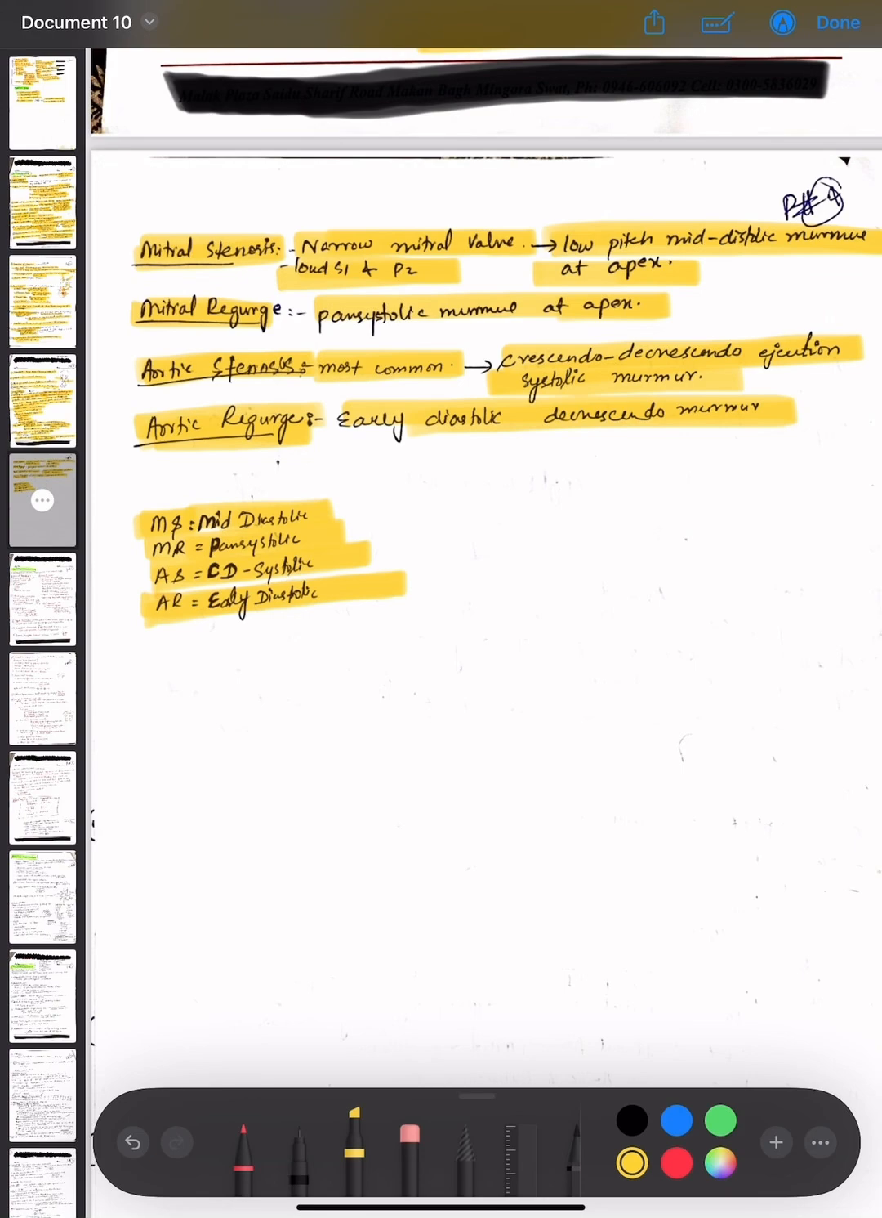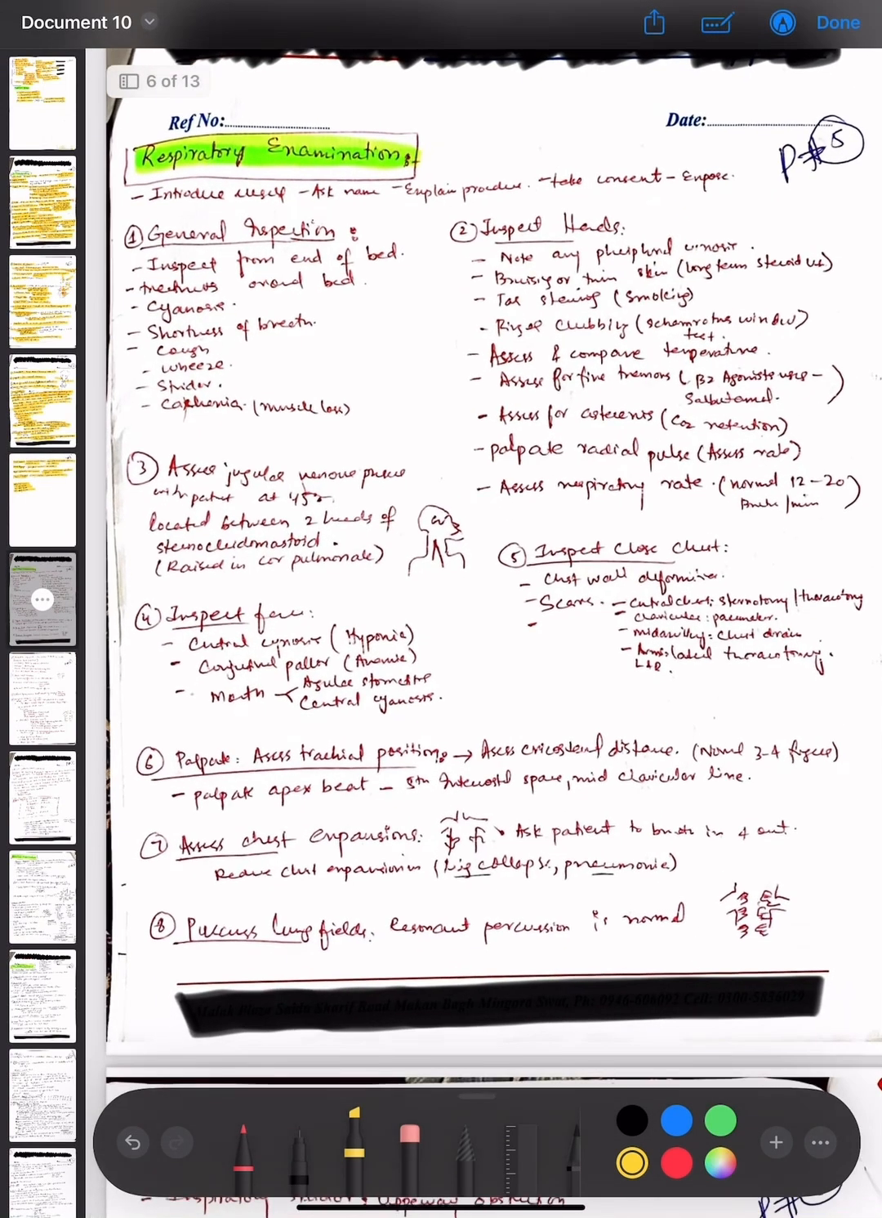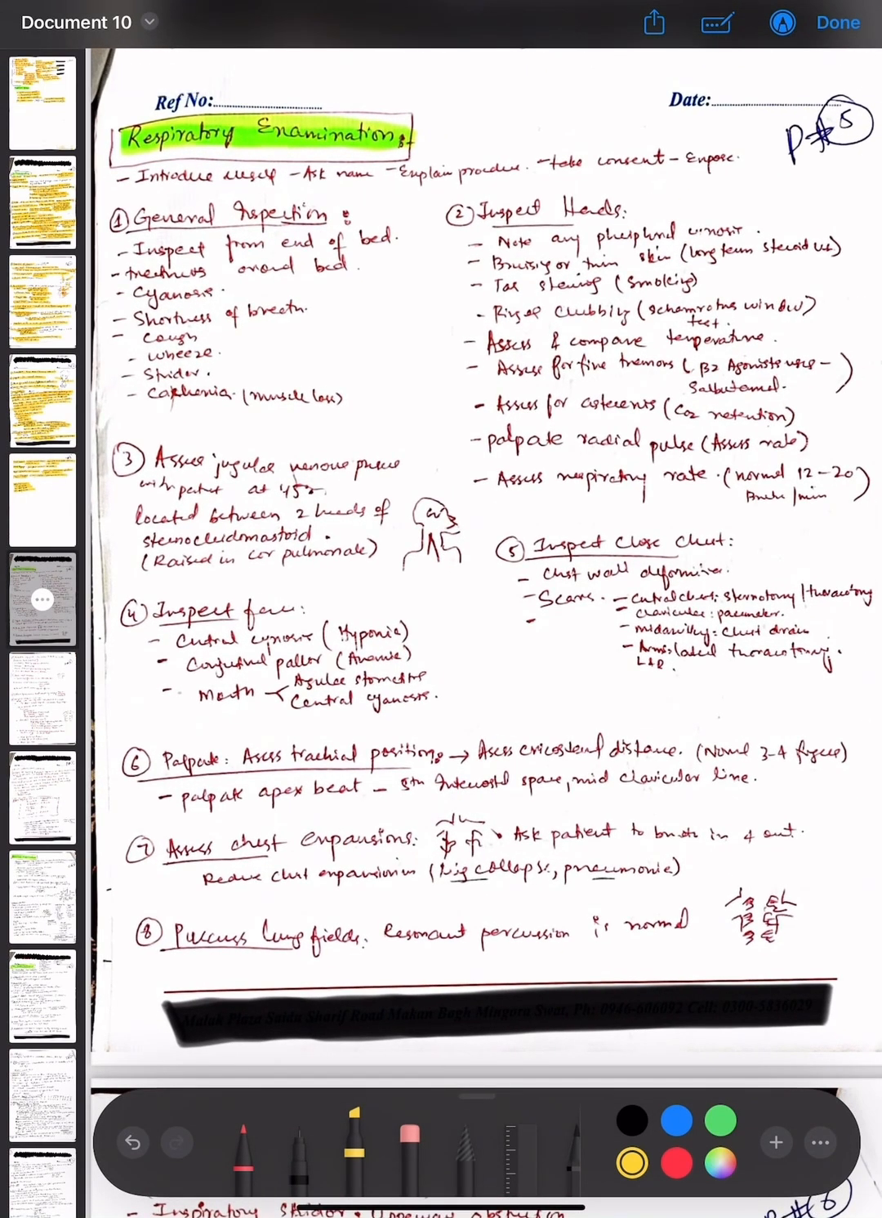In the next section of this PDF, we will be discussing the respiratory system examination. Thank you.